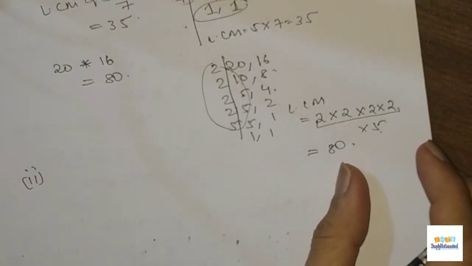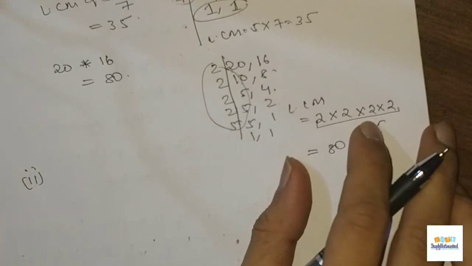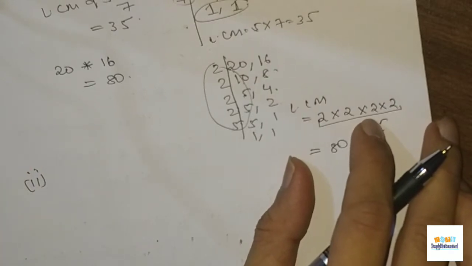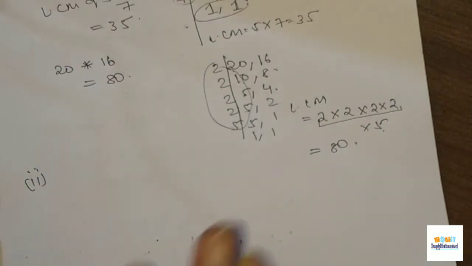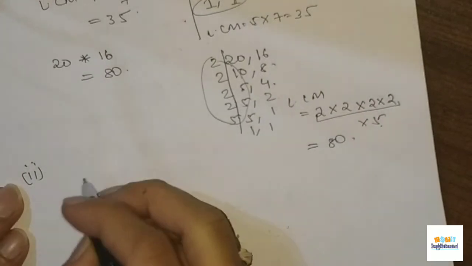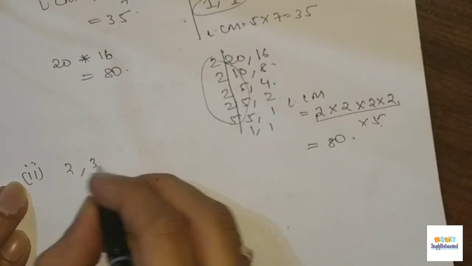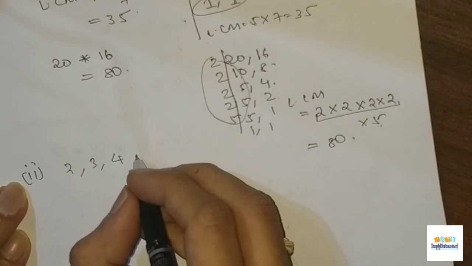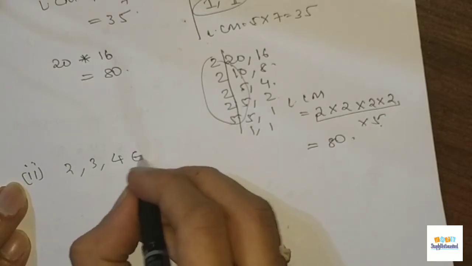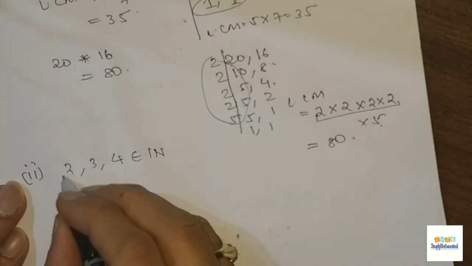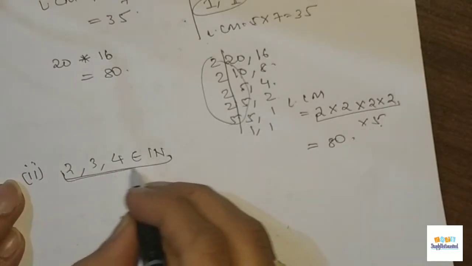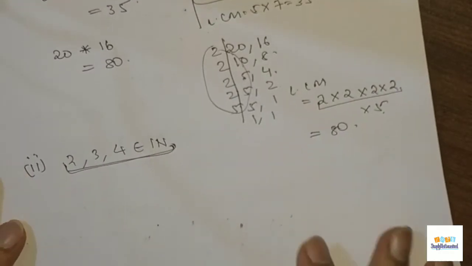Now this operation star, which is nothing but LCM of two numbers a and b, will not be associative. The second question is to check whether star is associative. Now this won't be associative. Why? Let us check. If you take 2, 3, 4 in the set of natural numbers, the set given is the natural numbers here. So I'm taking any elements 2, 3, 4 in the set of natural numbers.